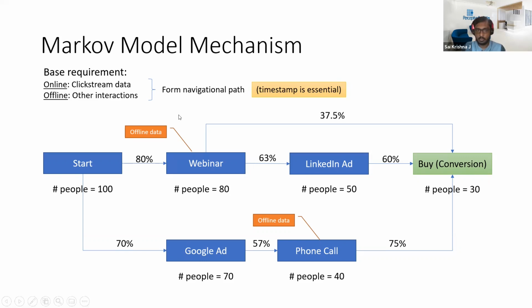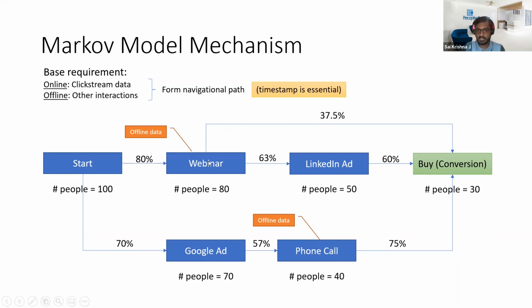So to apply this Markov chain model in the attribution modeling scenario, you would need both this online and offline data. You would need to integrate this data as to what was the flow or the path followed by the users. Okay. So for this, of course, you would need the timestamps, and you would sort the events based on timestamp, and you would arrive at this kind of a user flow or a map. Okay. So this is the first step in the Markov chain modeling in the B2B attribution scenario.